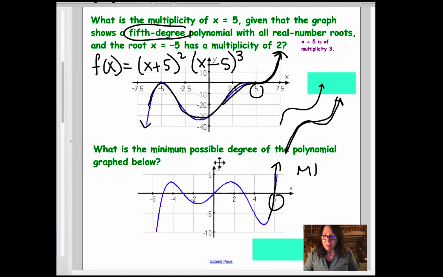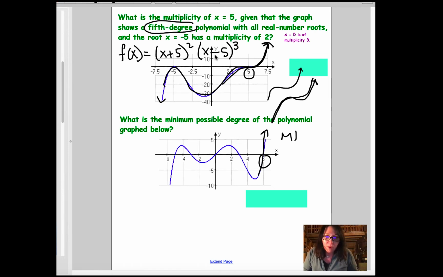What is the minimum possible degree of the polynomial that could be graphed below? So if you're looking at this graph here, we have a 0 here at, I don't know, negative 5. So we have a negative 5, 0. That has a multiplicity of 1. I'm going to say we have a negative 3 with at least a minimum multiplicity of 1. We go through 0 once, so that's a 0 with a multiplicity of 1. We go through 3 here, and that's got a multiplicity of 1.